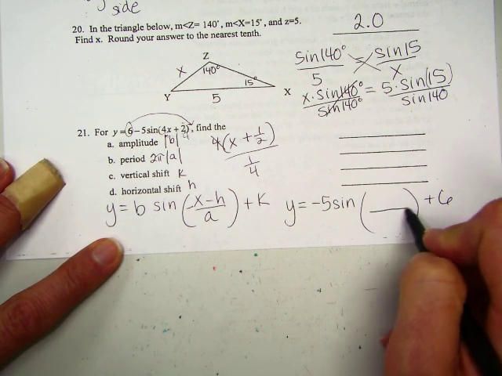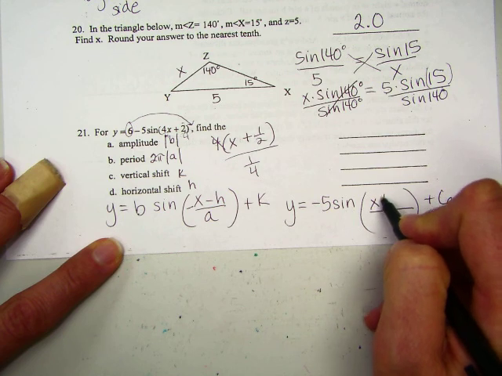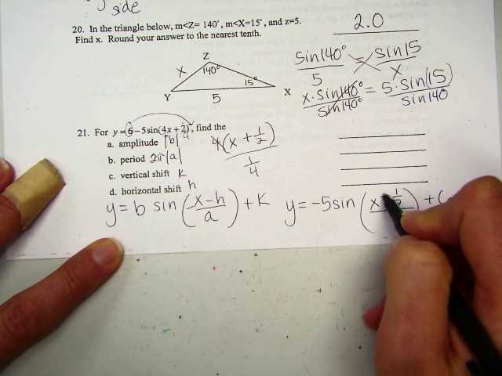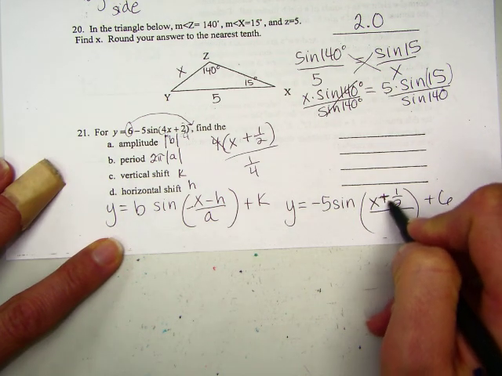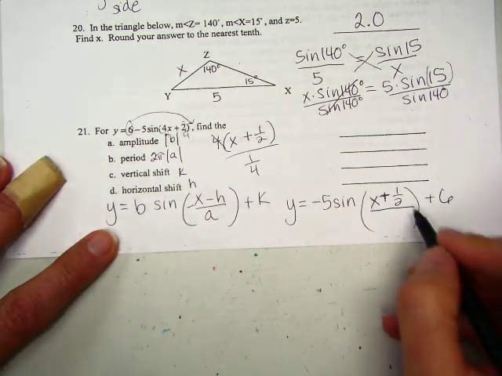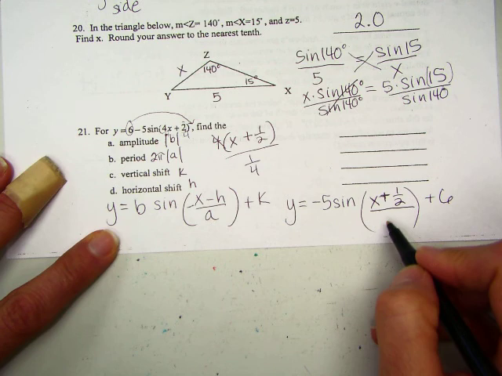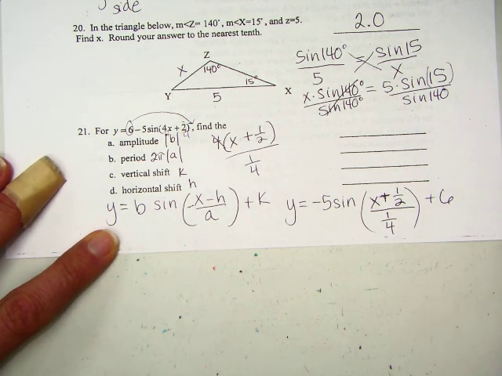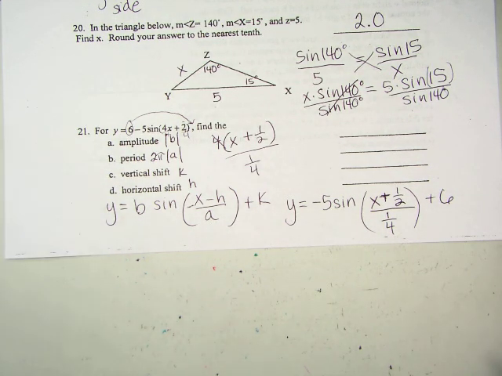So in here, I'm going to write x plus a half. Now, some people like to write minus a negative. I don't know, to me that makes it more confusing, not less, but that's just me. And then divide by a fourth. Okay. And then I think I'm in a position where I can pluck all my answers off.